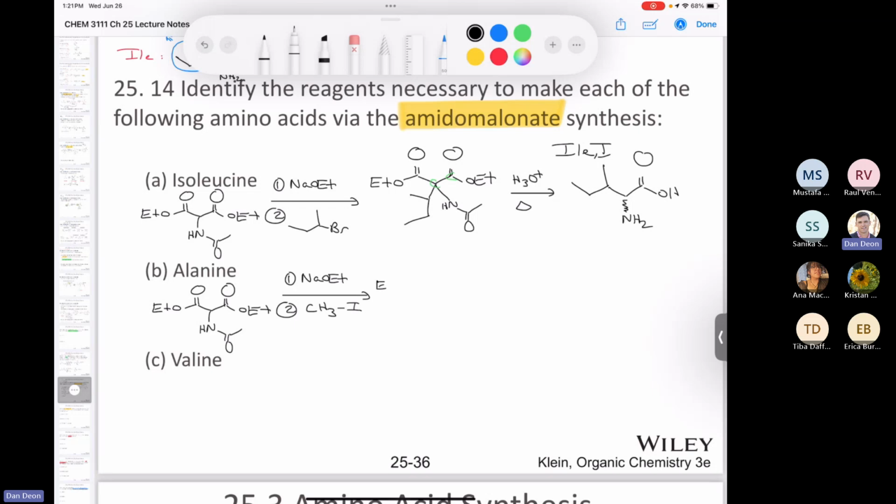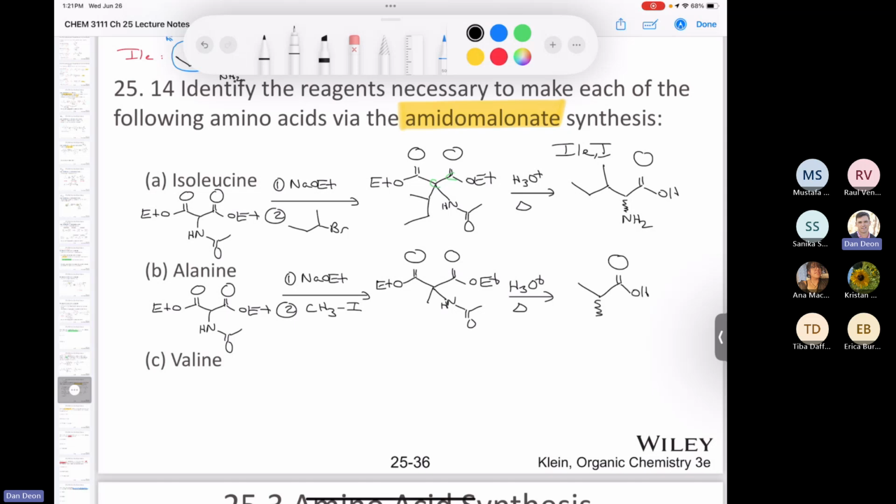And so now we end up with our diethyl acetamidomalonate. So we have our methyl group, and then we have our acyl group on our nitrogen, and then all we have to do is cook that up with some acid, and we hydrolyze the whole darn thing. We do our decarboxylation, and we end up with racemic alanine.